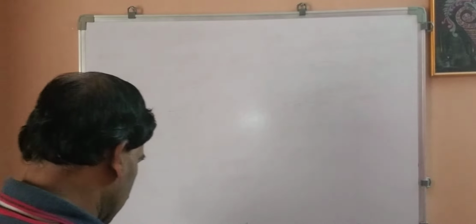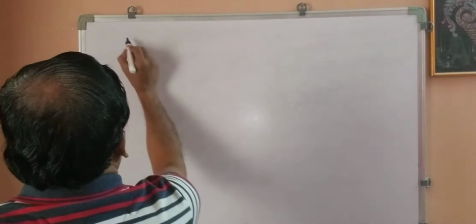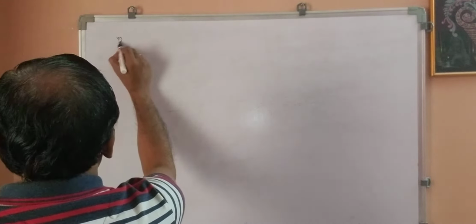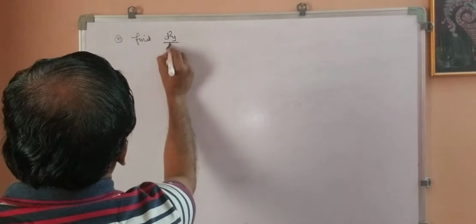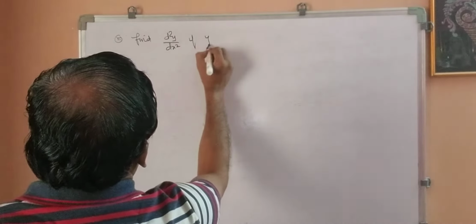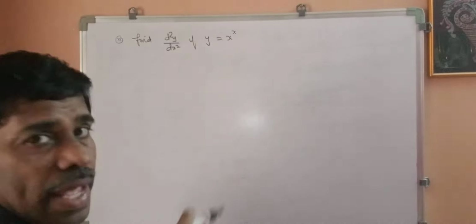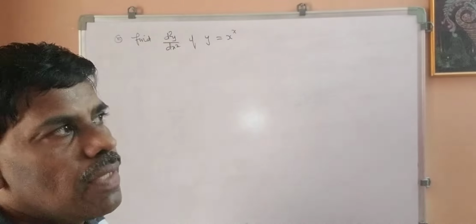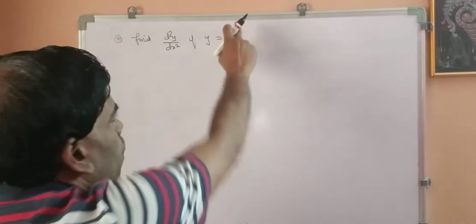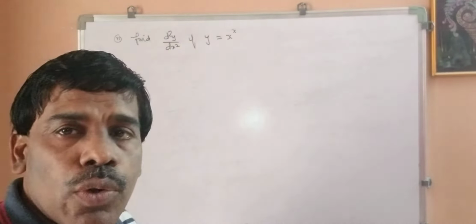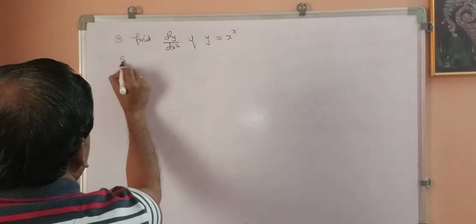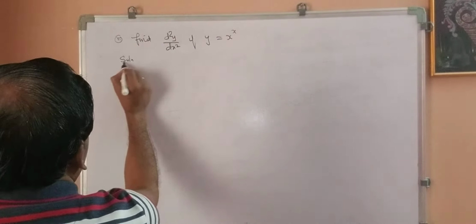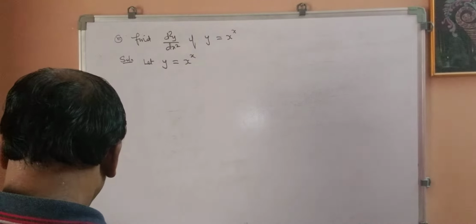y equal to x to the power x. Find d square y by dx square if y equal to x to the power x. See, in the previous class I told you, if function to the power function, then you have to take log. That will be easy. So, solution, let y equal to x to the power x.